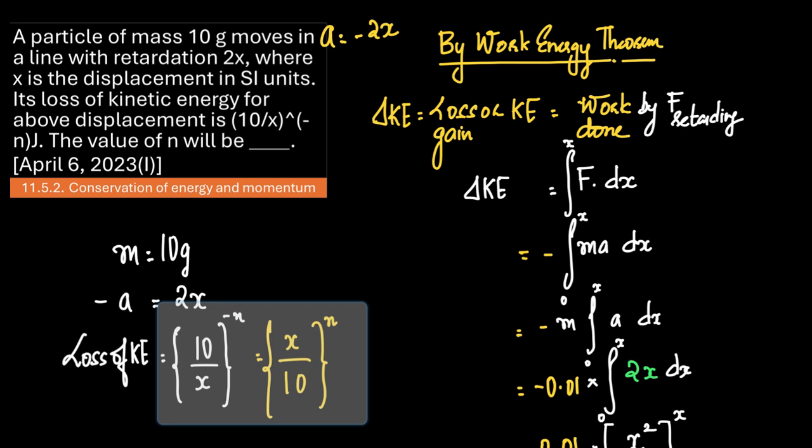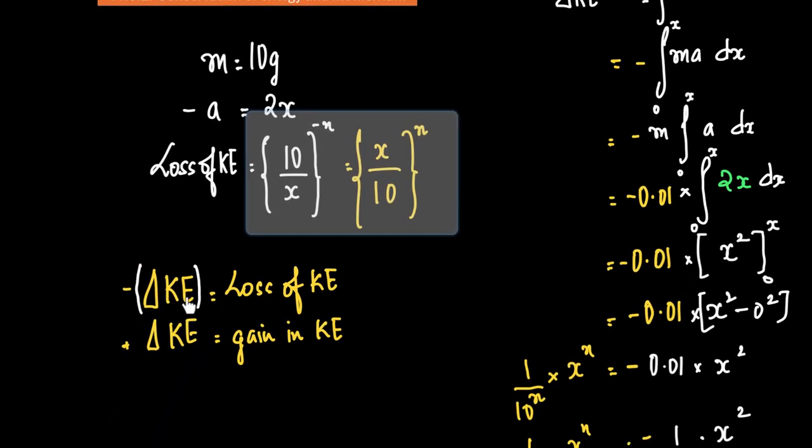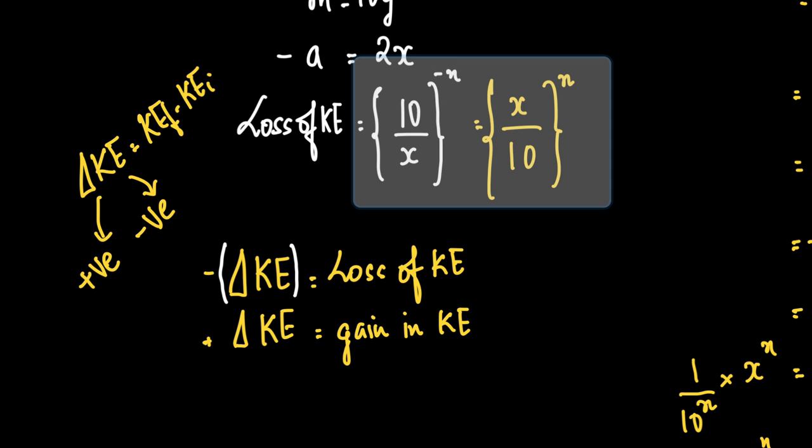Now coming to the next point here, which is loss of kinetic energy. See, what is loss of kinetic energy? Change in kinetic energy is delta K. Let me try to explain that first. What is change in kinetic energy? Change in kinetic energy is nothing but kinetic energy final minus kinetic energy initial. And this change in kinetic energy can give you two possible values. One, it could be positive. The other, it could be negative. And if that value is positive, it is a gain in kinetic energy.